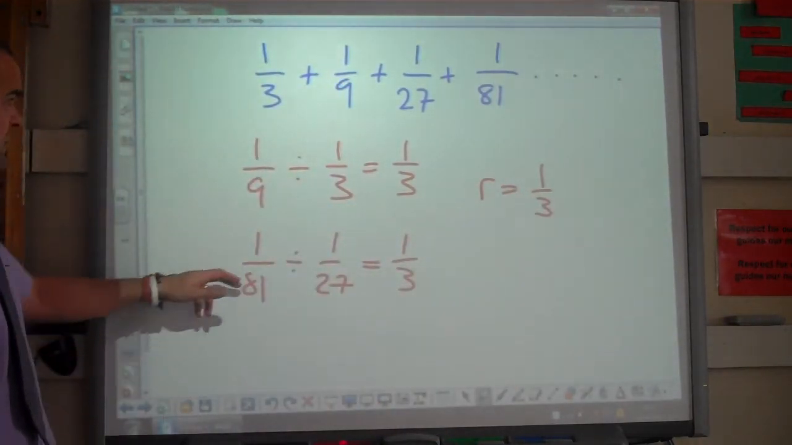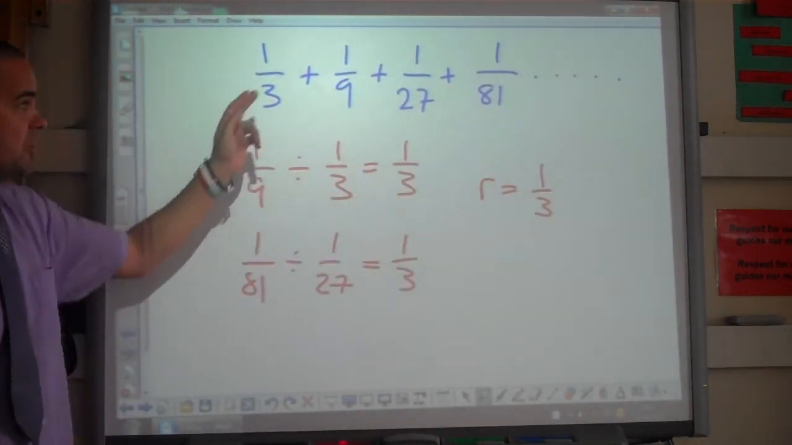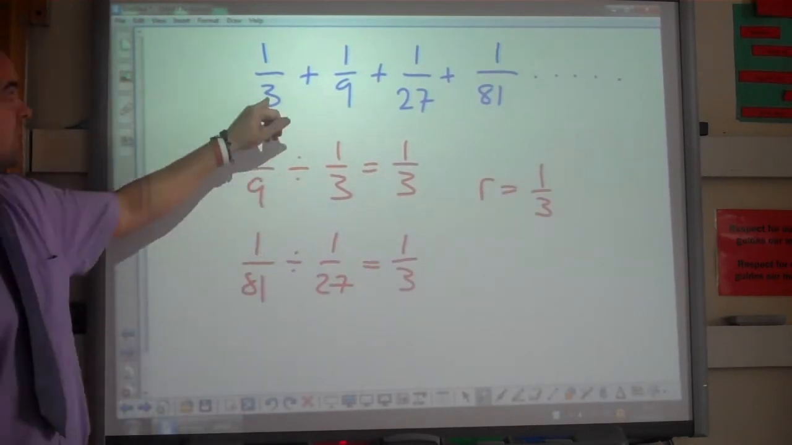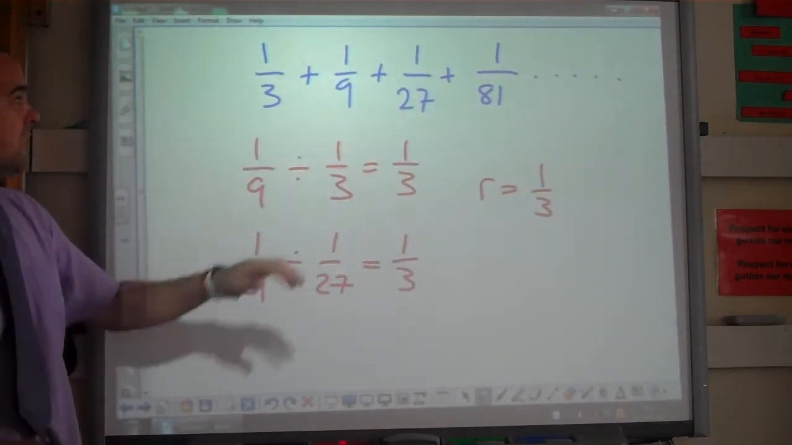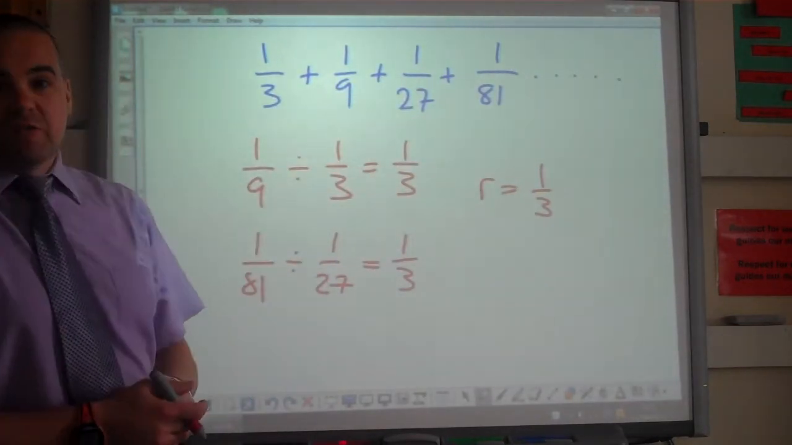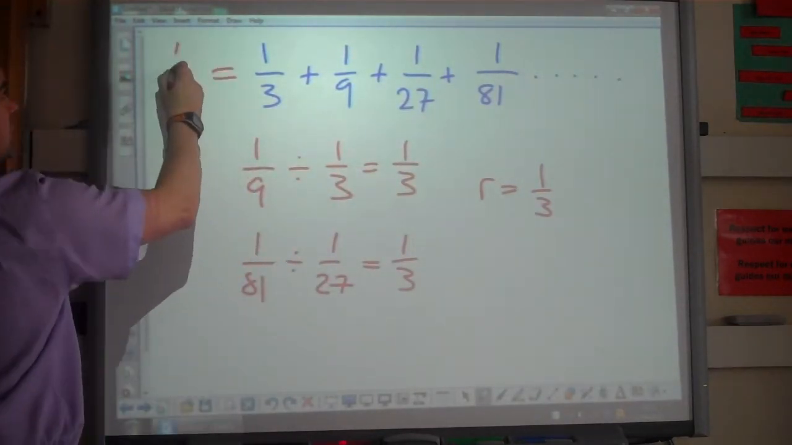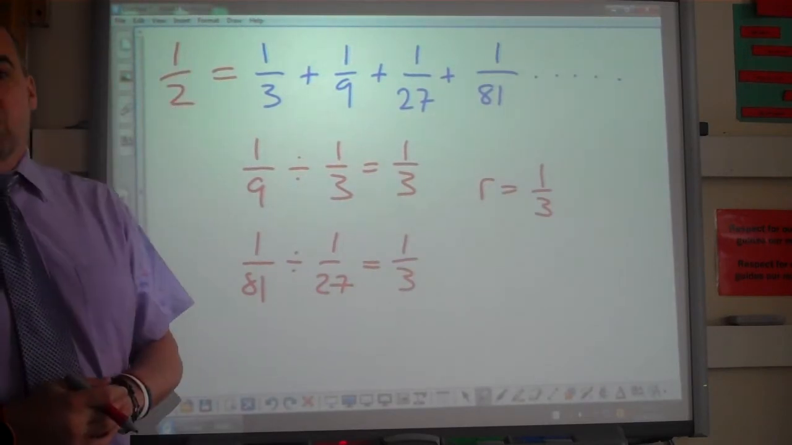This is known as a convergent series because the numbers get smaller and smaller, and we know it's convergent because this is a series we've done before, and we know that if we add that up, it equals a half.